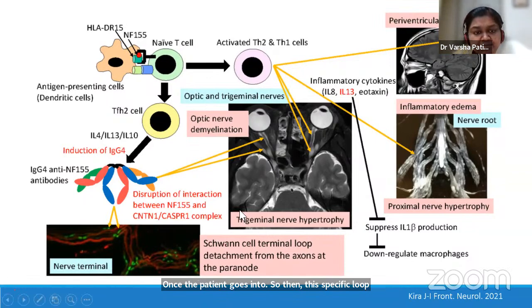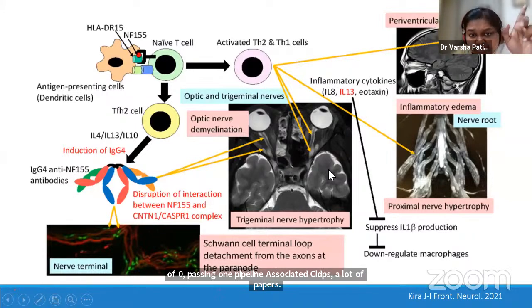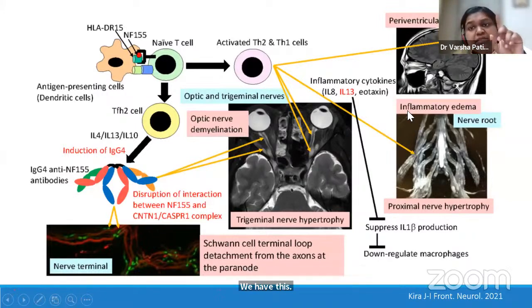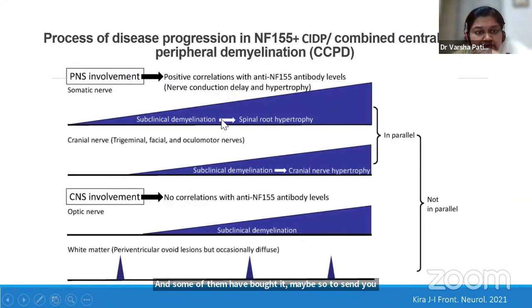A lot of papers came in, and what prominently came in was that we have this trigeminal nerve hypertrophy like we had in our case, and some of them have both CNS and PNS involvement, so the central demyelination that can happen. Then there's a very good paper which shows how the peripheral nervous system tracks with the disease and correlates with the antibody levels, and how the CNS involvement can also happen, but asymptomatically.